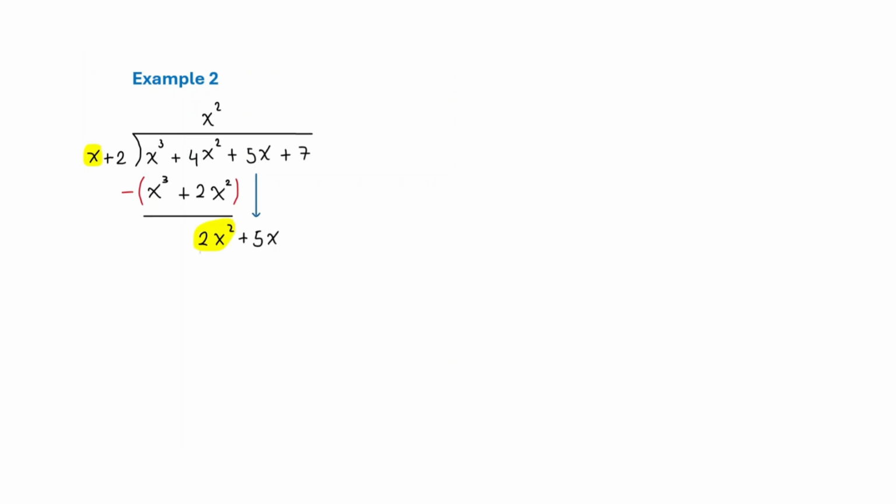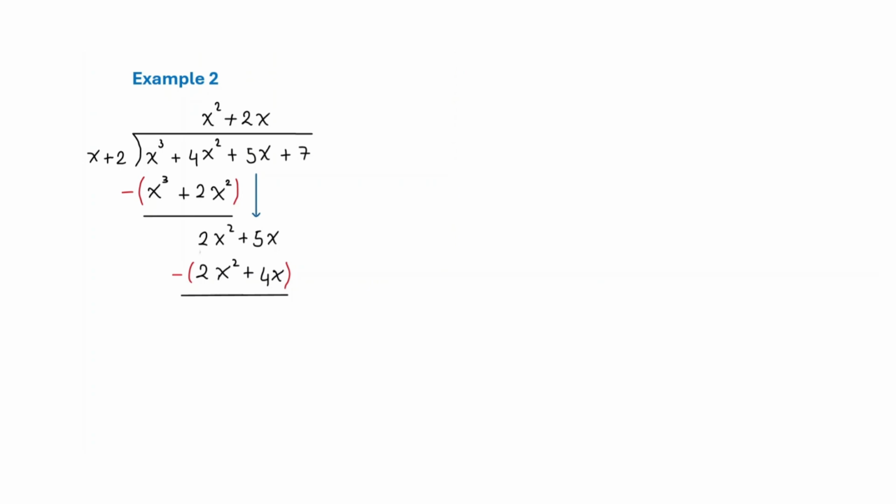Next, we divide. 2x squared divided by x is 2x. So we write plus 2x at the top. Now we multiply 2x by the divisor. 2x multiplied by x is 2x squared. 2x multiplied by 2 is 4x. So we write 2x squared plus 4x. We subtract.